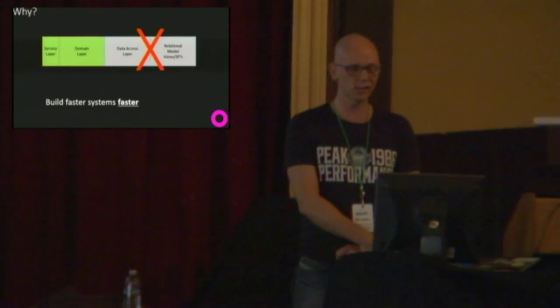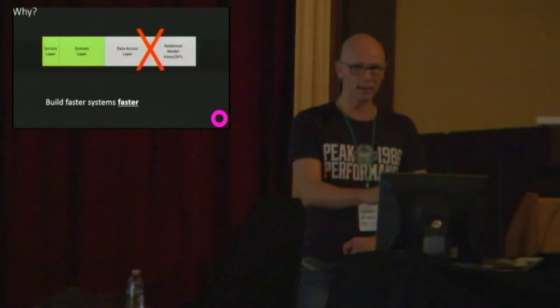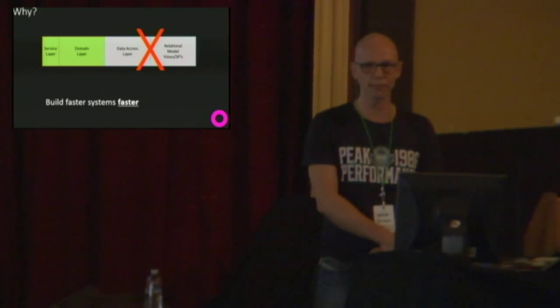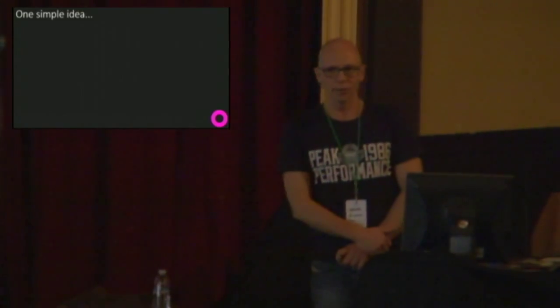Right, so basically what you do with OrigoDB is these things are eliminated. The data access layer and the relational database, they're gone. And that saves a lot of time and work, and it allows us to express more things in the domain layer because we're really, really free to do what we want. Okay, so how does it work?